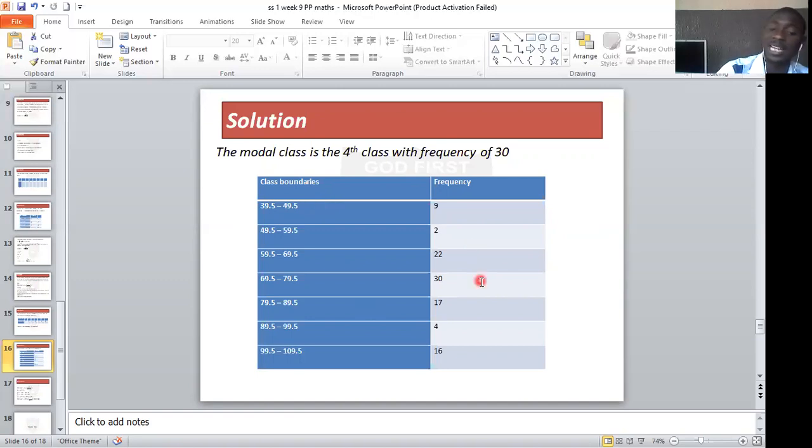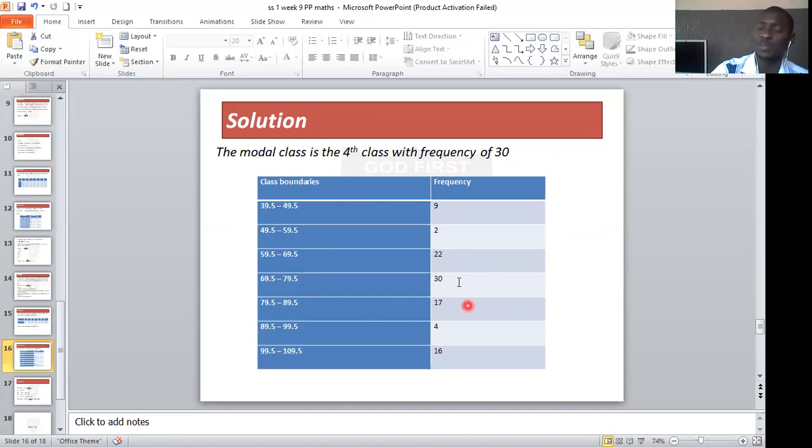So this is the class with the highest frequency, which is the modal class, and the formula says L1 plus Fx over Fx plus Fy, bracket C, where L1 is the lower class boundary of the modal class, which is 69.5, and Fx is the frequency of the modal class minus the frequency of the class before it.